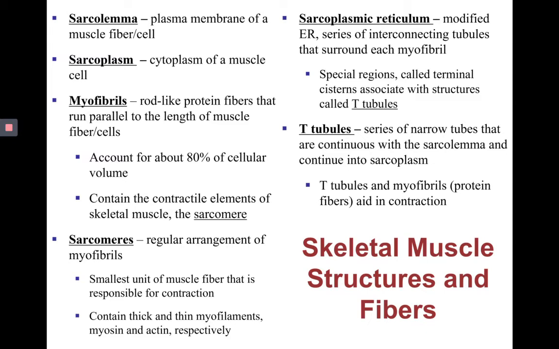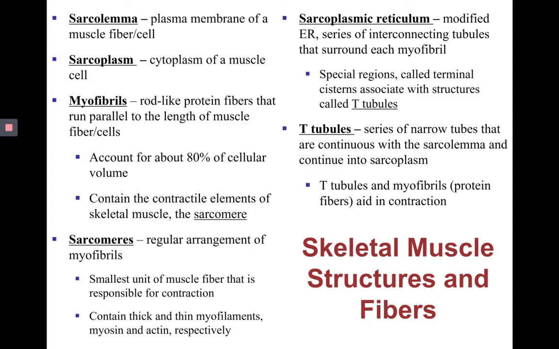But they are continuous with the sarcolemma on the outside, but contain or continue into the inside of the cell. So that means that anything that starts like an electrical signal in the sarcolemma can continue into the cell, into the sarcoplasm, thanks to the T tubules. And the T tubules and the myofibrils are both going to be important in contraction.